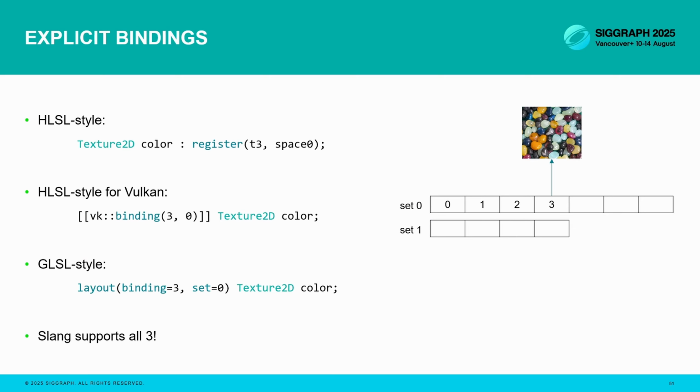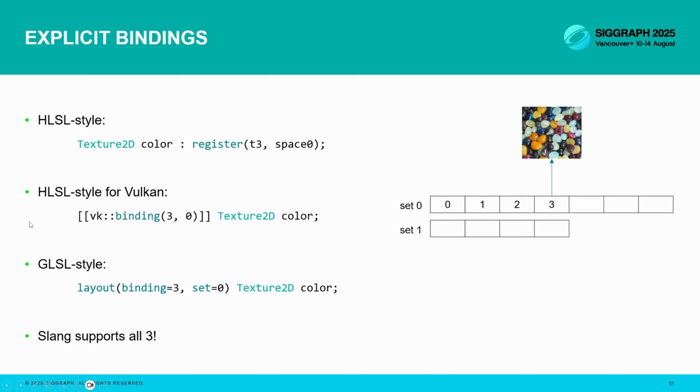So far, we've been talking about resource types. The second part of shader I/O is defining where the shader expects the descriptor for each resource to be. If you want to explicitly specify this, there are three main ways. DirectX uses different indices for textures, constant buffers, UAVs, which are larger buffers, and samplers. So in HLSL style, we can say that the color texture is bound to texture index 3 and space 0.